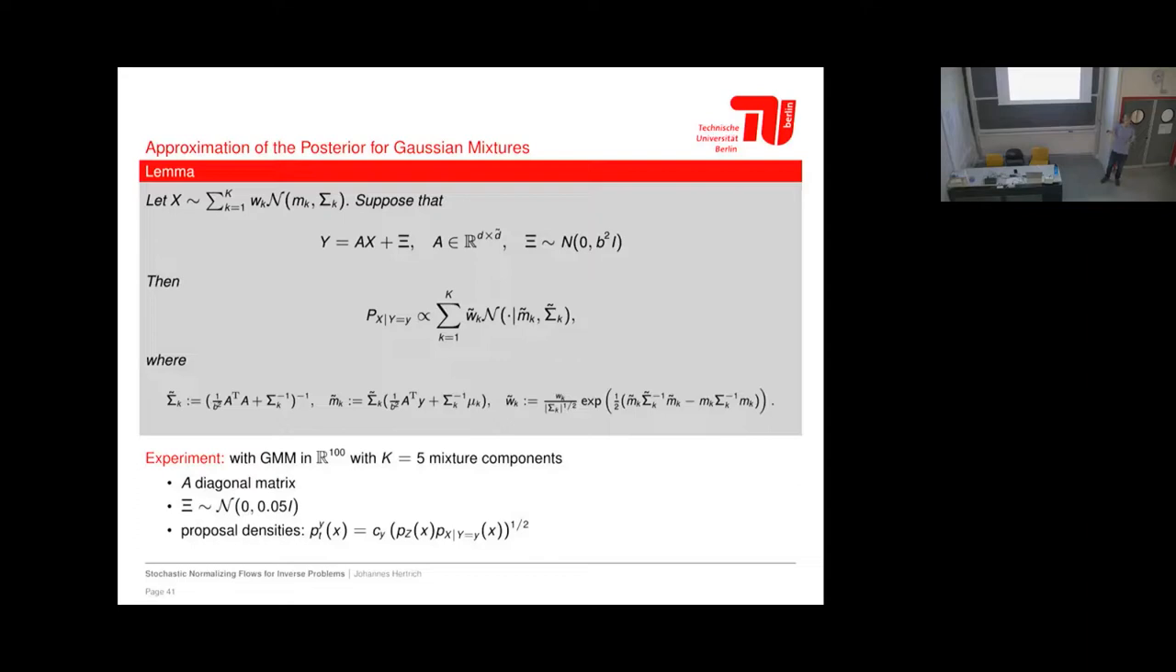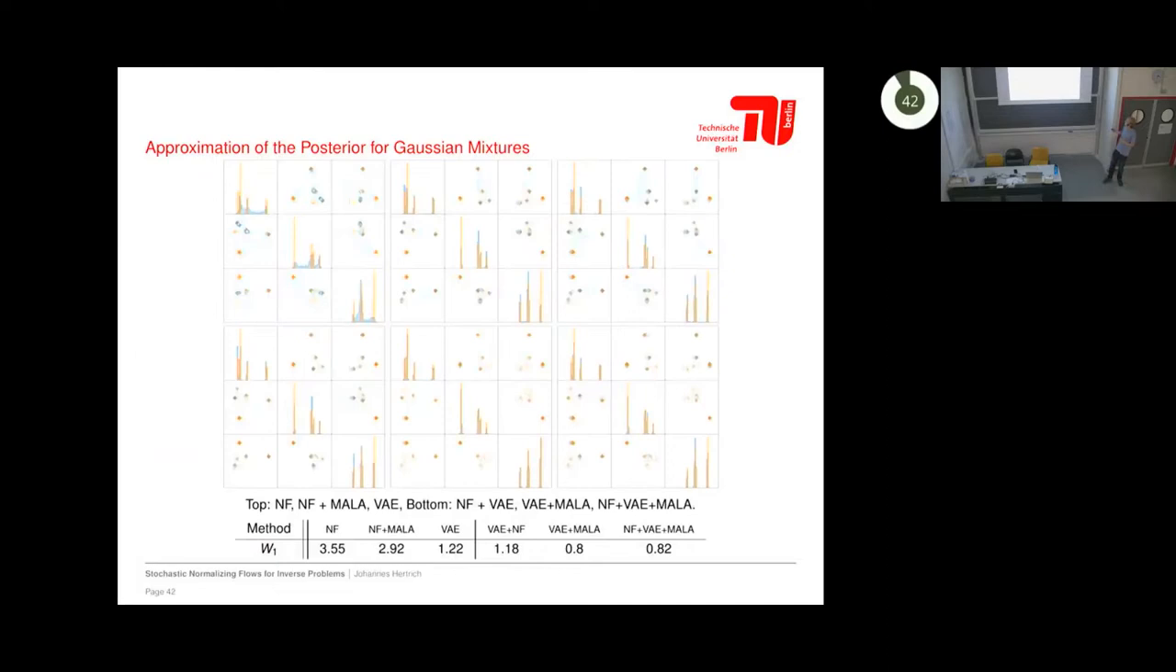Therefore, we start with a mixture model as prior distribution, a diagonal matrix which has diagonal values which go to zero such that it's really an inverse problem, and some Gaussian noise on it to get our Gaussian mixture model. And then we applied different combinations of normalizing flows and our stochastic layers. This one is just the stochastic normalizing flows, and these images are histograms of the samples which come out, with the diagonal showing the marginals and the off-diagonal showing the potential maps.